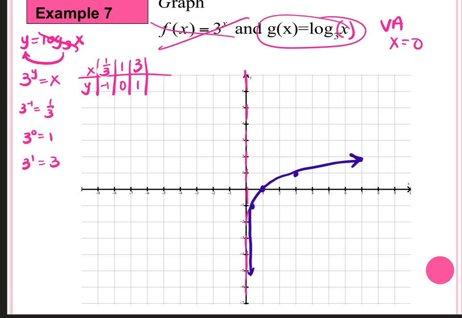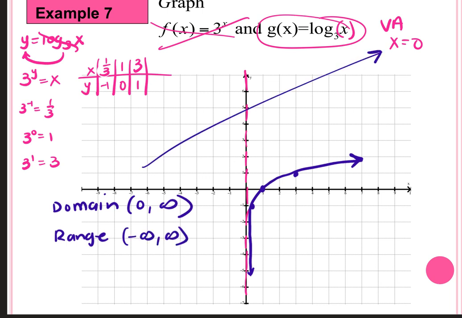What's the domain of this function? 0 to infinity. So it can't touch that 0. It gets a parentheses. What's the range? All real numbers, negative infinity to positive infinity. The vertical asymptote we found up here, and my x-intercept is still the middle of my t-chart if you've done it correctly, 1, 0.